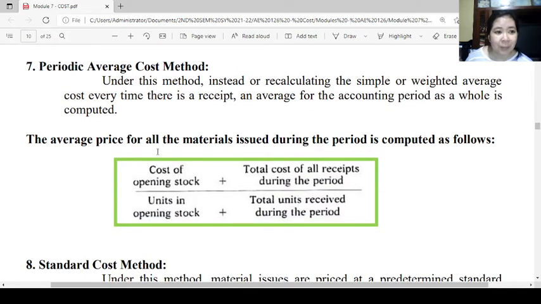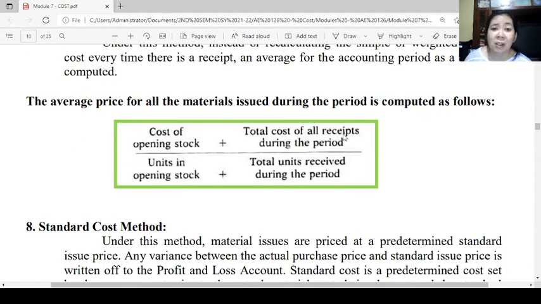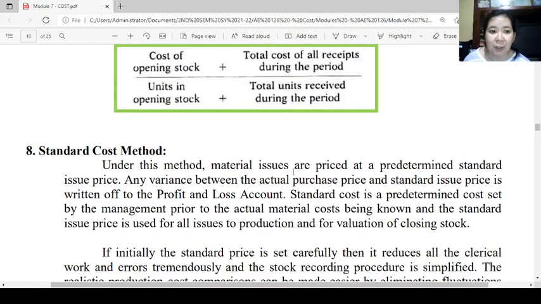Seventh is the periodic average cost method. Under this method, instead of recalculating the simple or weighted average cost every time a new batch is received, an average for the accounting period as a whole will be computed. We also have this in our previous module. The average price for all the materials issued during the period is computed as follows: we add the cost of opening stock to the total cost of the receipts during the period, divided by the units in opening stock plus the total units received during the period.